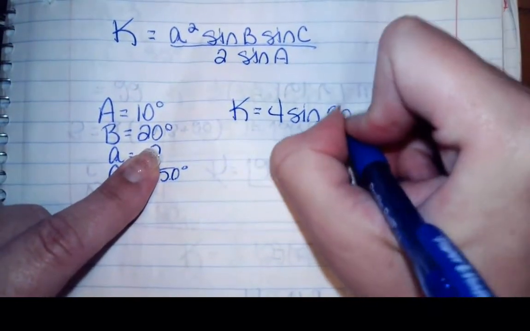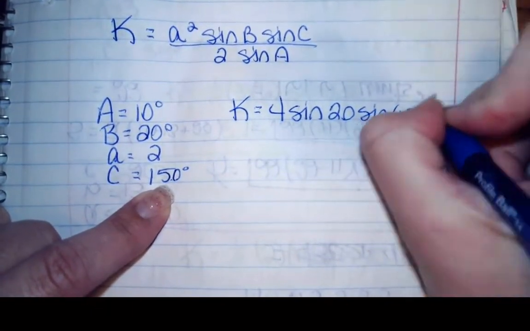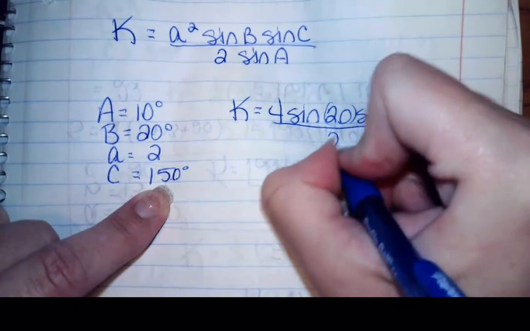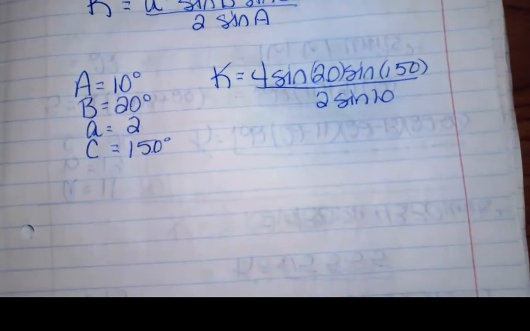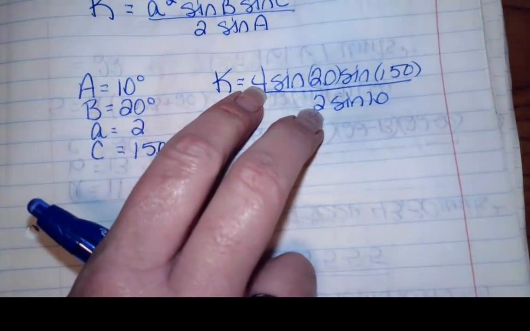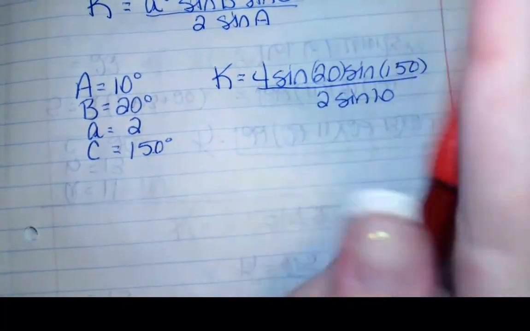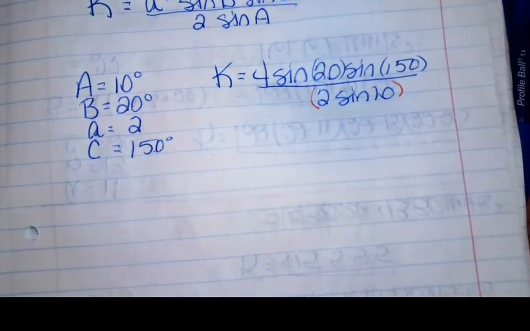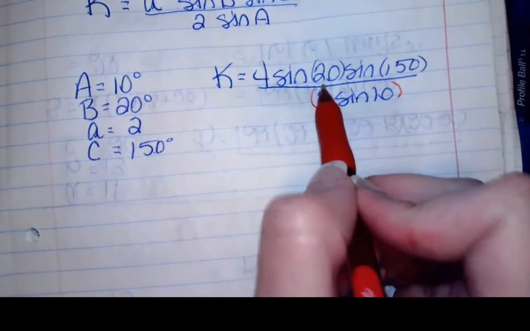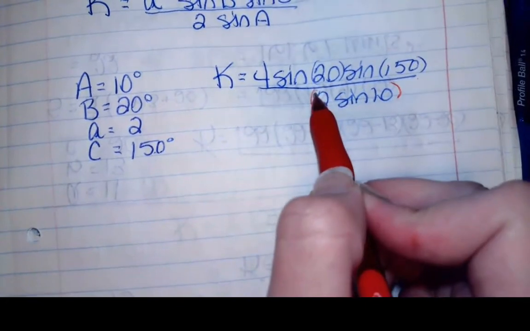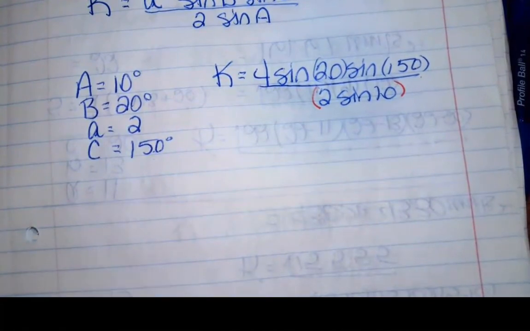sine of B, which is 20, times the sine of C, which is the sine of 150, all over 2 times the sine of A. So that's 2 times the sine of 10. Now, be careful. You can go ahead and reduce this 4 and this 2 right here and make it a 2. But if you don't, you better make sure that this entire denominator is in parentheses when you put it in your calculator. Otherwise, your calculator will say 4 times the sine of 20 times the sine of 150 divided by 2 times the sine of 10.